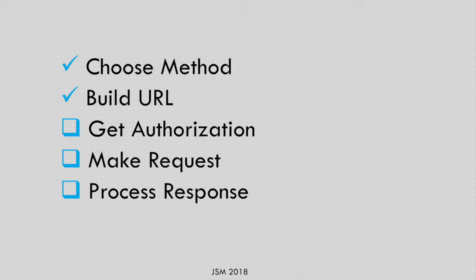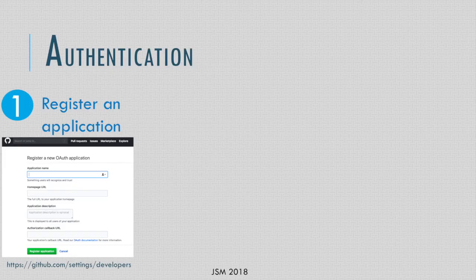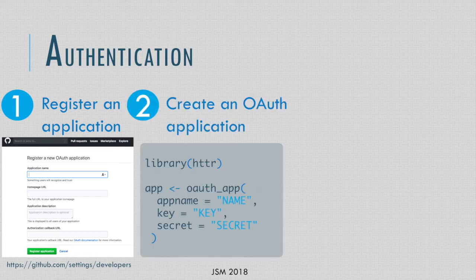Okay, so we've completed the first two steps. Now we just need to get authorization. All right, so let's get authenticated. The first step to do this is registering an OAuth application. Each web API will generally have a mechanism for you to do this on their website. So for example, for GitHub, I go to github.com/settings/developers, and I can register one of these applications.